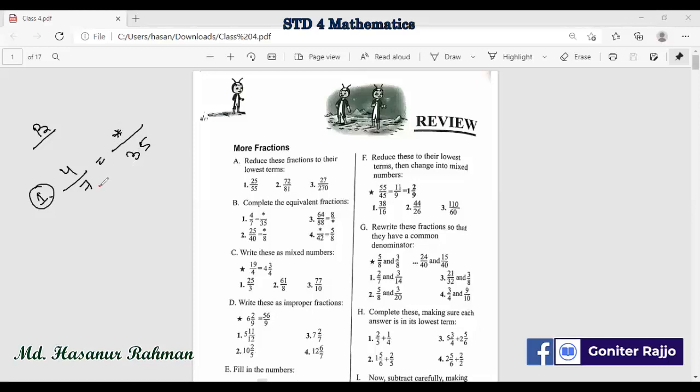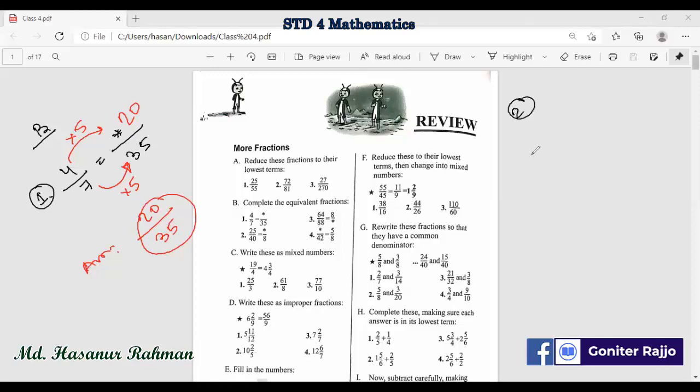So we have to find the numerator with the help of the denominator. First we try to link 7 and 35. So what will we get? If we multiply 7 times 5, we will get 35. Similarly, we have to multiply 4 times 5. If we want to find the equivalent fraction, that means we have to multiply or divide by the same number. Okay. So 7 times 5, that is 35. 4 times 5, that is 20. So the answer should be 20 divided by 35.